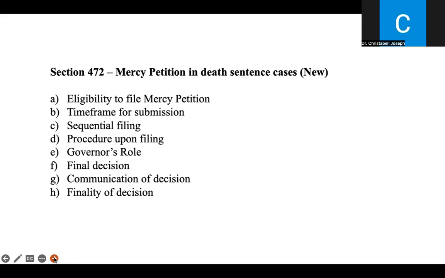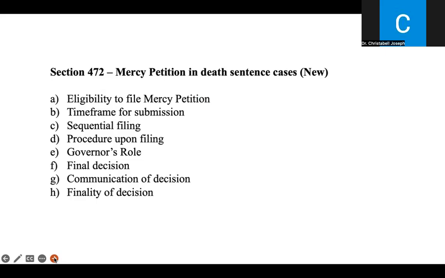The first subsection under Section 472 talks about the eligibility to file a mercy petition. That is, who is eligible to file a mercy petition? A mercy petition can be filed by the convict who is under a death sentence. It can also be filed by his or her legal heirs, or any other relative may file a mercy petition before the President under Article 72 of the Constitution or before the Governor of a state under Article 161 of the Constitution.